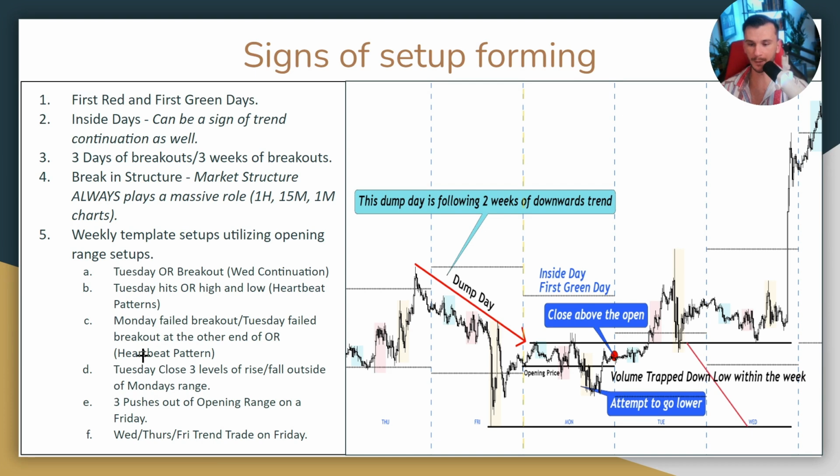All right, so I've got some of those examples listed over here. Tuesday, opening range breakout. Tuesday hits both sides of the range, creating a bit of a heartbeat monitor looking pattern. Monday's failed breakout. Tuesday failed breakout at the other end of the week.